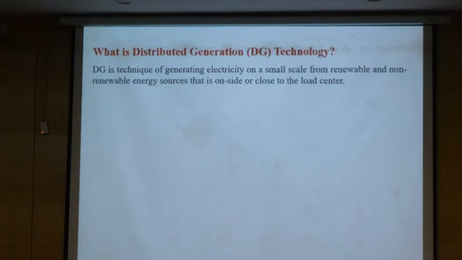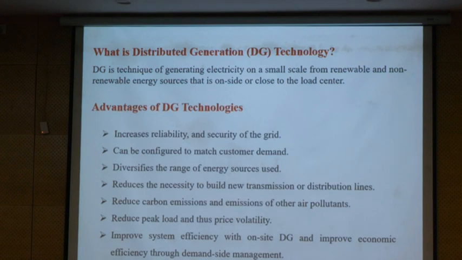So again, getting back to this technology definition: what is the distributed generation technology? Distributed generation technology is the technology for providing electricity from a smaller scale energy source close to the load center. So it can increase the reliability and security of the grid.